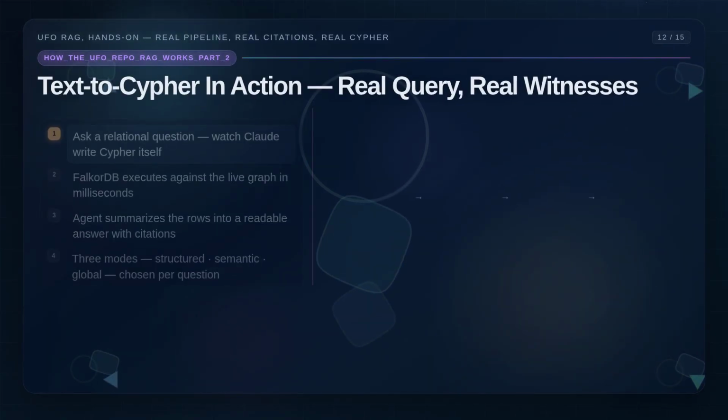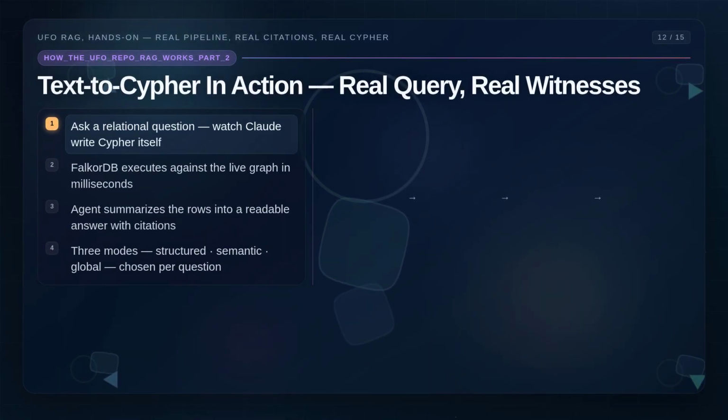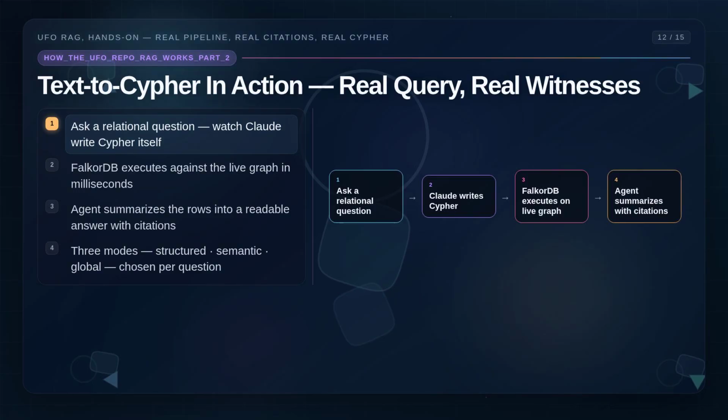This is the climax. Ask a relational question: incidents in 1947 with named witnesses. The graph agent routes it to structured mode. Claude writes Cypher: match incident witnessed by person where the incident date starts with 1947, then return the summary along with the date and location and agency and object kind, plus the witness. FalkorDB runs the query against the live graph and returns 50 rows. The agent summarizes those rows into the answer on the right.